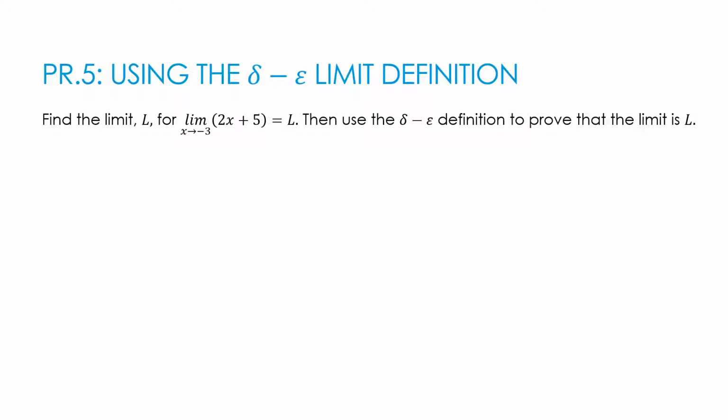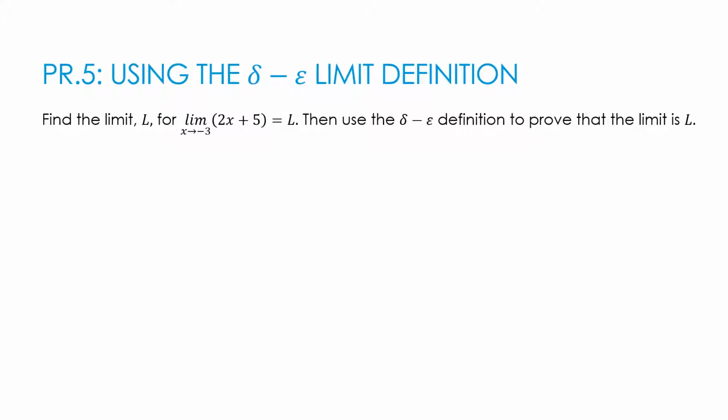In this case, I want you to try this one on your own. I want you to find the limit L for the limit as x approaches negative 3 of 2x plus 5 equals L, which this one should be straightforward. You should just be able to plug in that negative 3 to find the limit. Then I want you to use the delta epsilon limit definition to prove that the limit is L. Once you've done that, press play to see how you did.